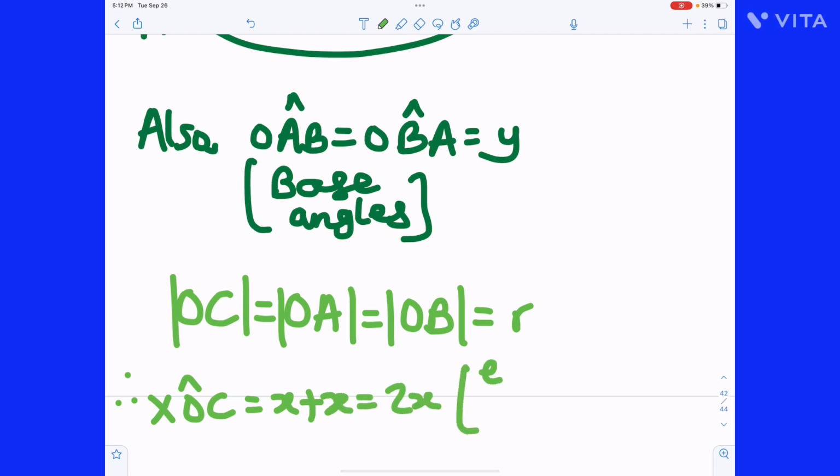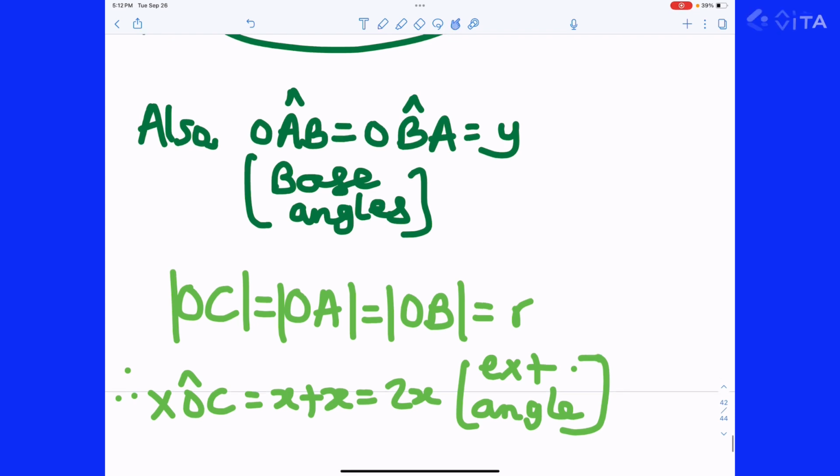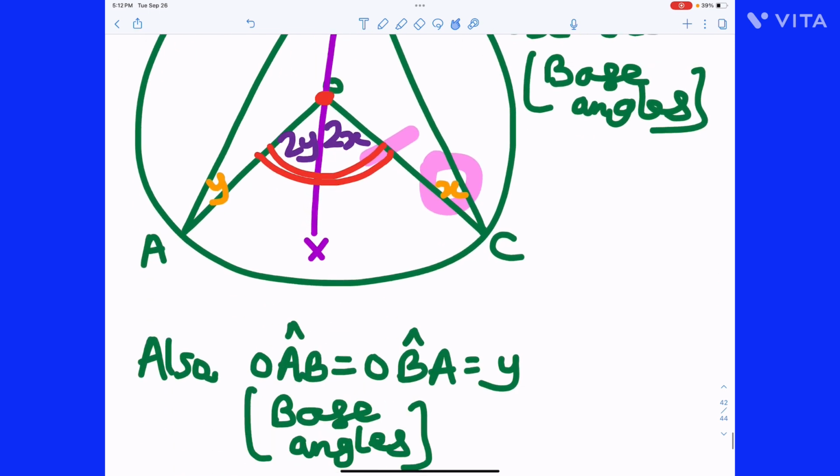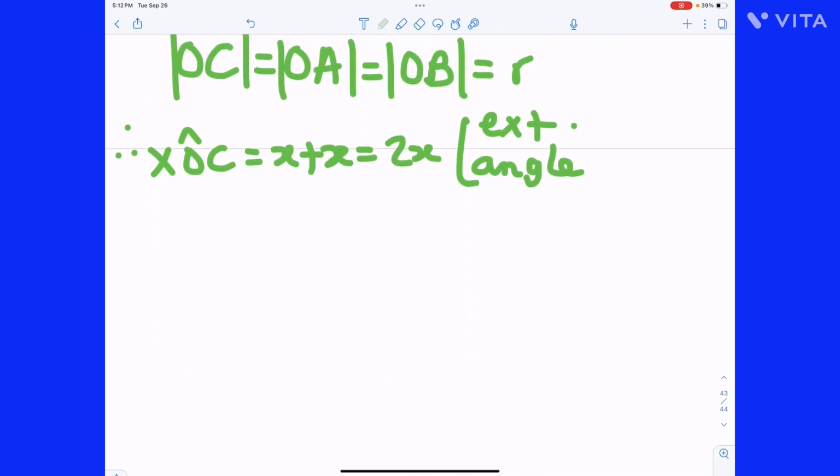The reason is that XOC is an exterior angle of triangle OBC. Can you see? This angle XOC, this is triangle XOC. This angle is an exterior angle of triangle OBC. So it will be equal to the sum of the two opposite interior angles. x plus x will give 2x. Can you see that now? It's a very simple theorem. x plus x will give 2x. Let me write this in full: exterior angle of a triangle.